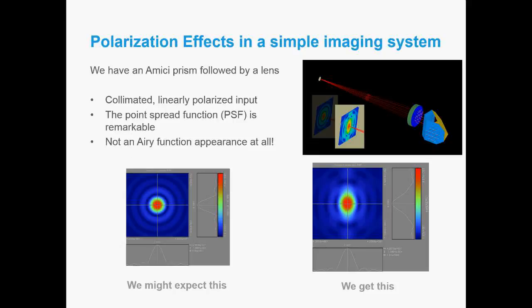So one of the simplest imaging systems that gives a really dramatic result that I like to talk about is an Amici prism followed by a lens. So basically what's happening here is we're completely filling one input face of the Amici prism with linearly polarized light. And in our perspective, this is kind of horizontal. I haven't shown you the coordinate system, but I believe this is the x-axis in our system. We'll look at it live in ASAP in a couple of minutes, and I can confirm that.